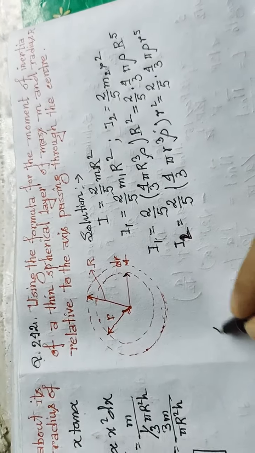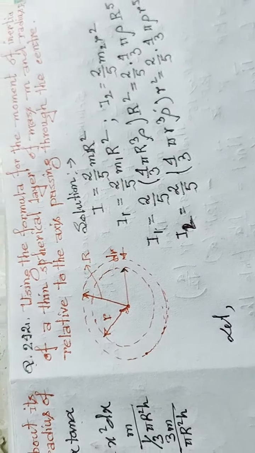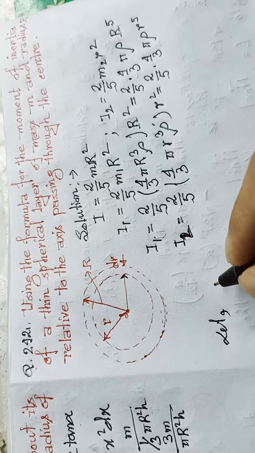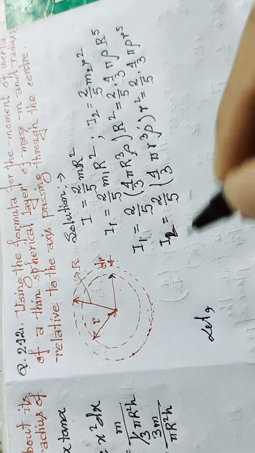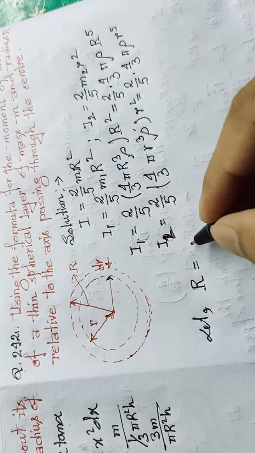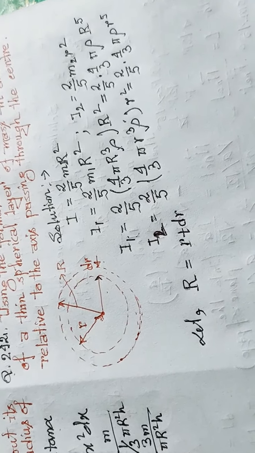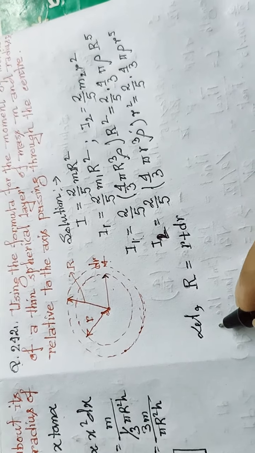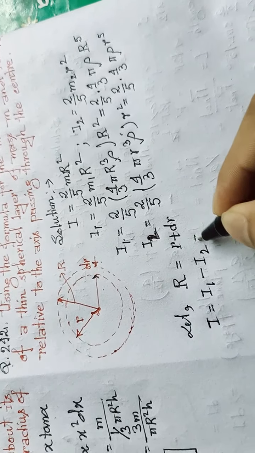Now let the thickness of this spherical shell be very small. If the thickness is very small, then we can consider that dr is the gap, or change in thickness, of these two spheres. So capital R becomes small r plus dr. If you replace capital R with small r plus dr, then our moment of inertia I becomes I1 minus I2.